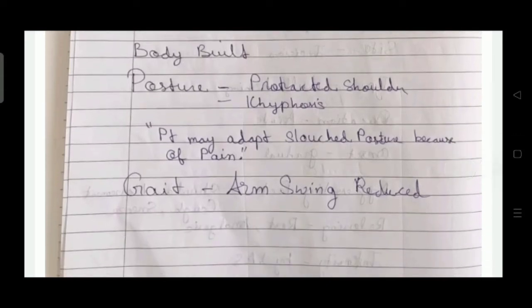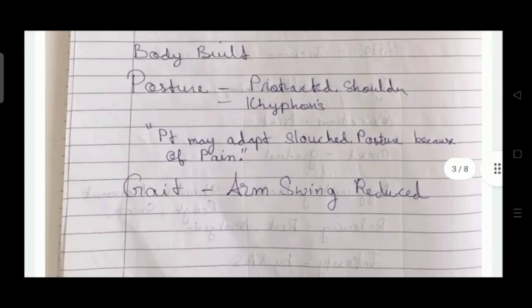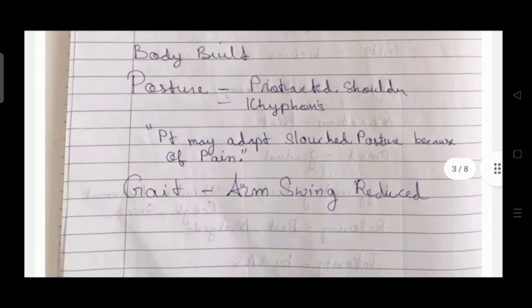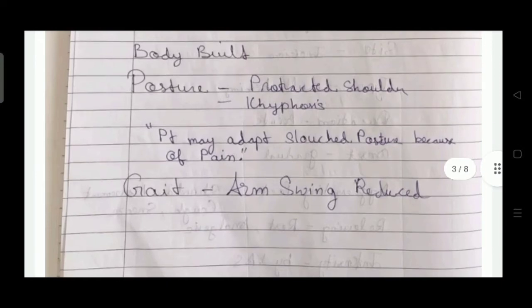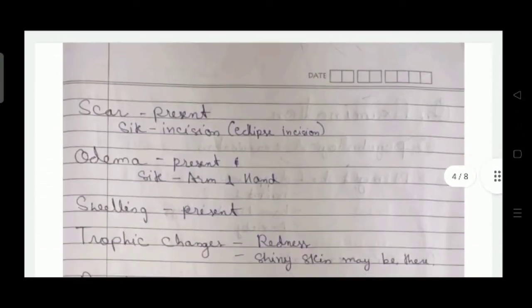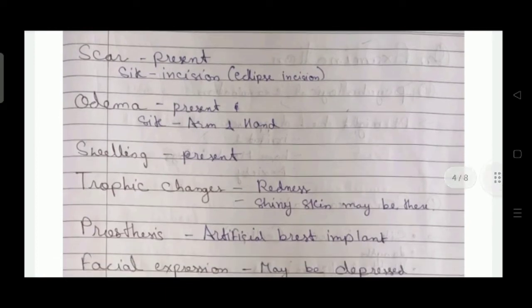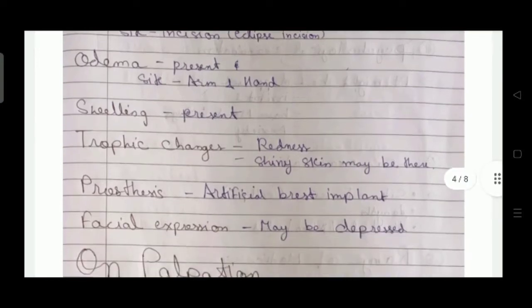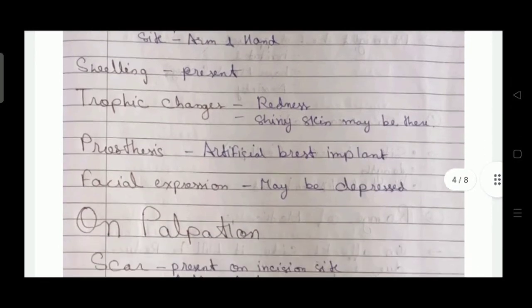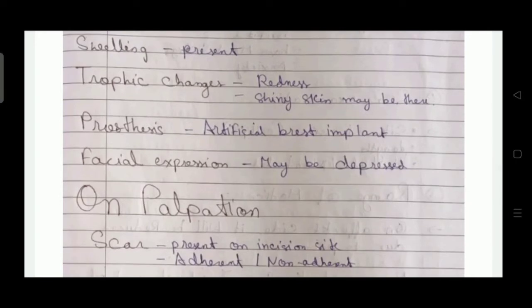Next thing is gait. When you observe gait, the arm swing might be reduced. You can mention this part. Then scar. Yes, the scar would be present over the incision site. The incision which is done for mastectomy is mainly an elliptical incision. Edema would be present in the arm and hand. Swelling would be present. Trophic changes might be redness, shiny skin. Very important is prosthesis. The patient might be having an artificial breast implant after the operation. It is not necessary, but it may be.